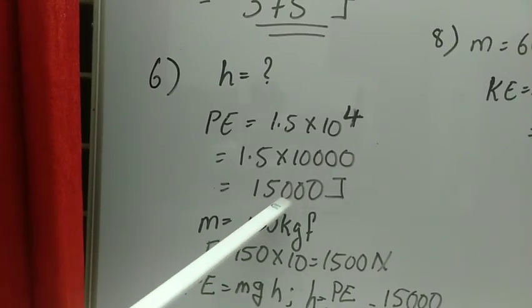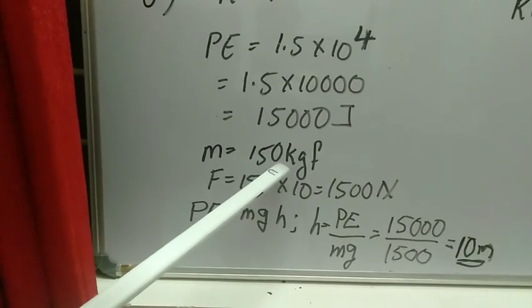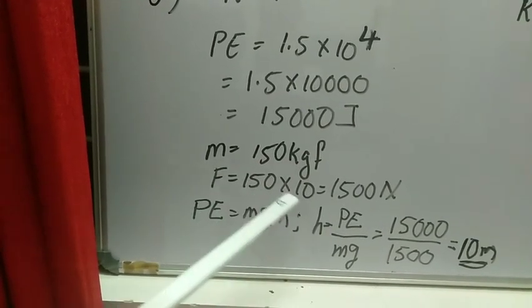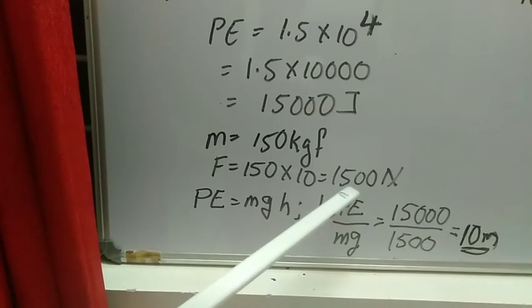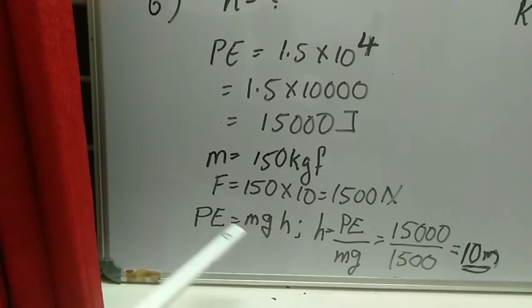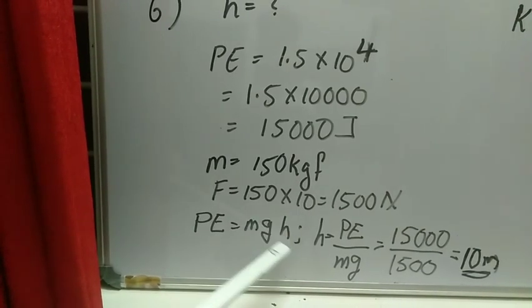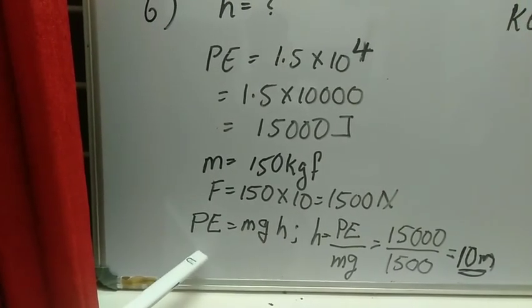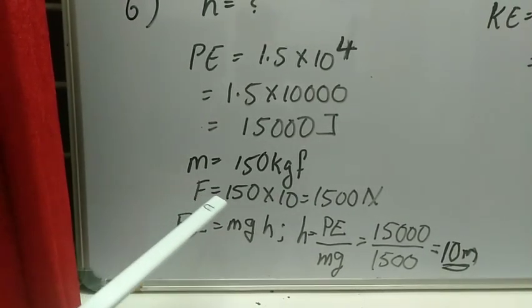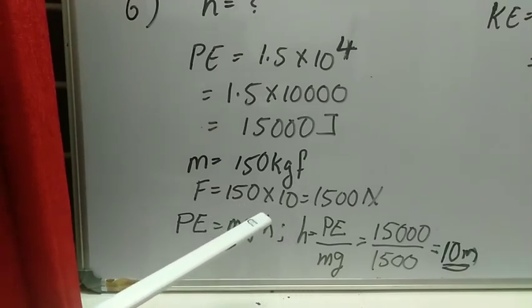So potential energy is given, mass is given. You are asked to find the height. First we have to convert mass to weight. Weight W is equal to mg, mass into gravity, that is 150 kgf, 150 into 10, 1,500. That is the weight. Potential energy is mgh. From here, h is equal to potential energy divided by mg. Here mg is weight, W is equal to mass into gravity, mg. Always keep that in mind.